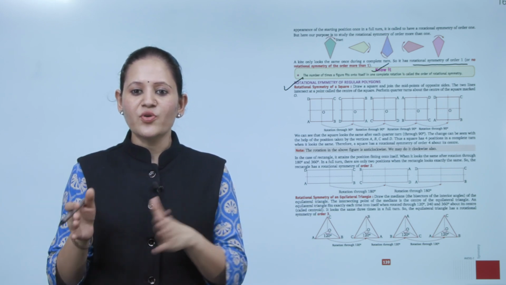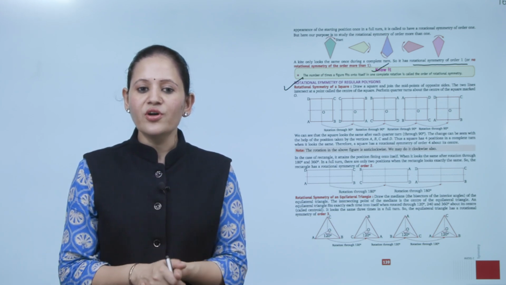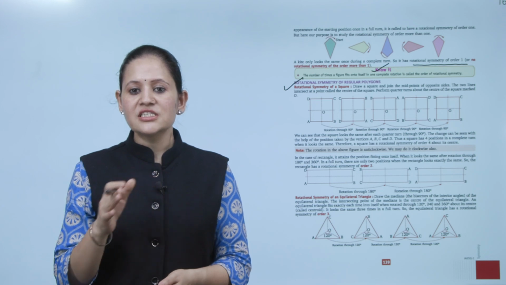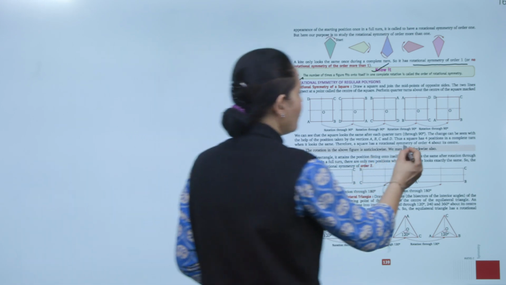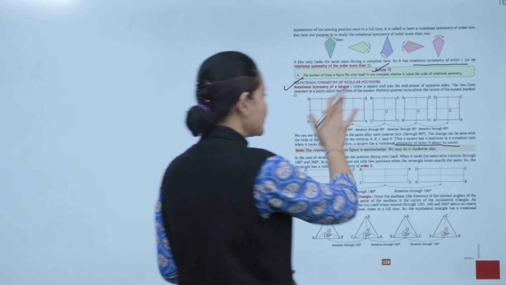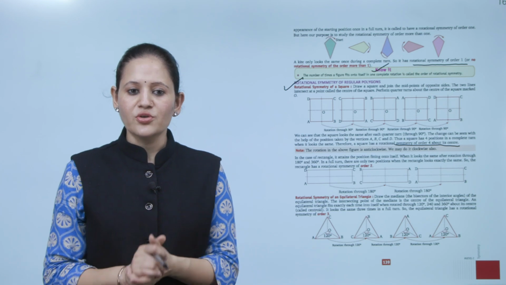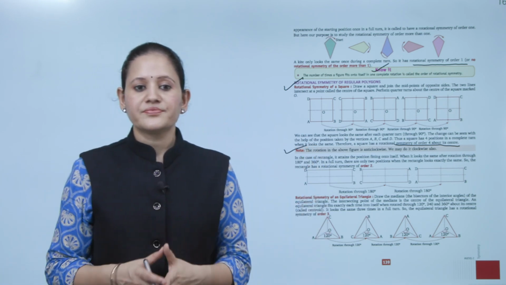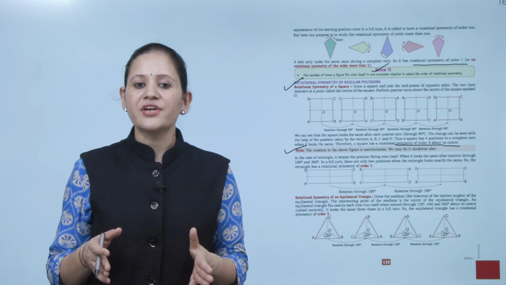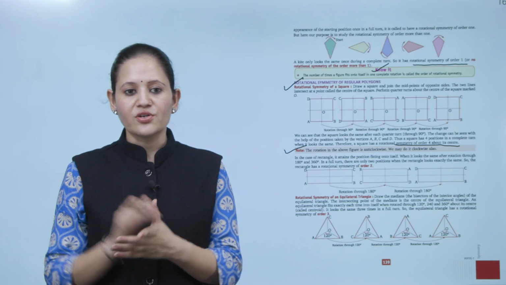Thus the square has 4 positions in the complete turn when it looks the same. So therefore in a square the rotational symmetry is of order 4 about the center. So 4 times it looked exactly like its original position. So it has rotational symmetry of order 4. Note: the rotation of the above figure is anti-clockwise. We may do it clockwise also.